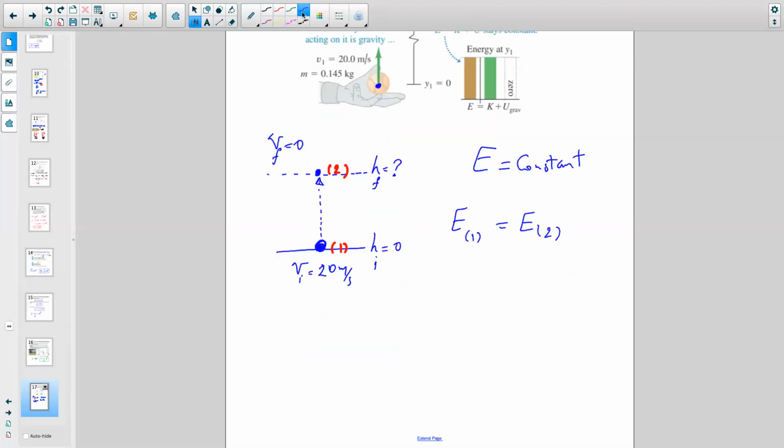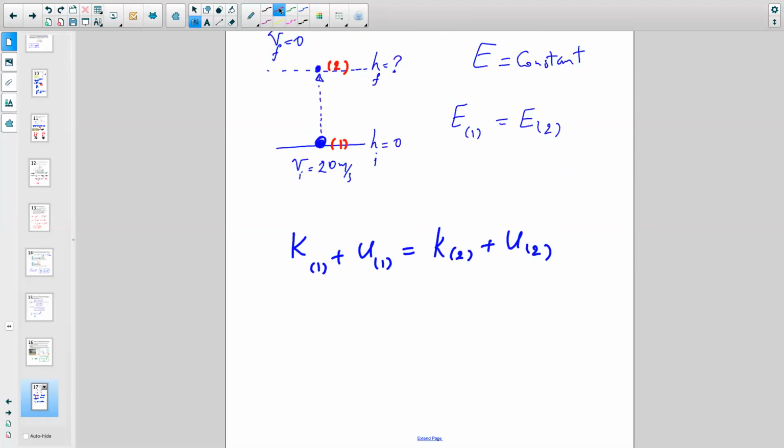If that's the case, then K in point 1 plus U in point 1 should be equal to K in point 2 plus U in point 2. Let's take a look. In point 1, it's on the ground, at the 0 level, so it does not have any potential energy. Remember what the potential energy was? If you don't remember, I'm going to write it here. Potential energy was mgh. Kinetic energy was half mv squared. Since you do not have any height at point 1, this U is 0.